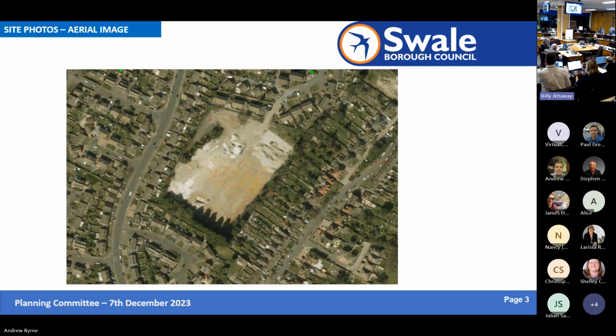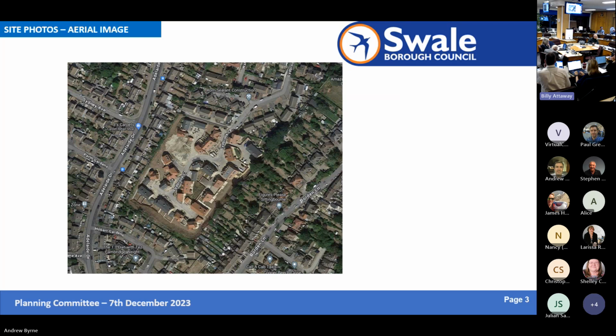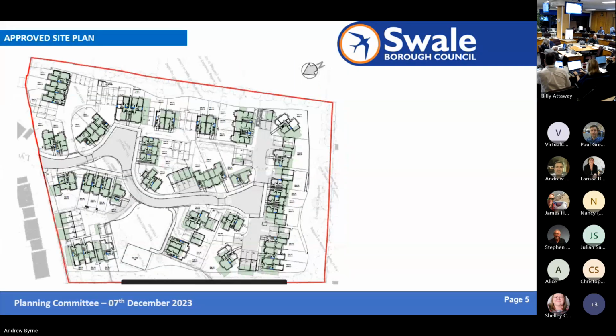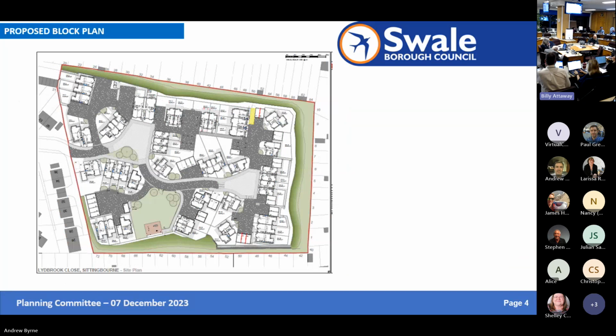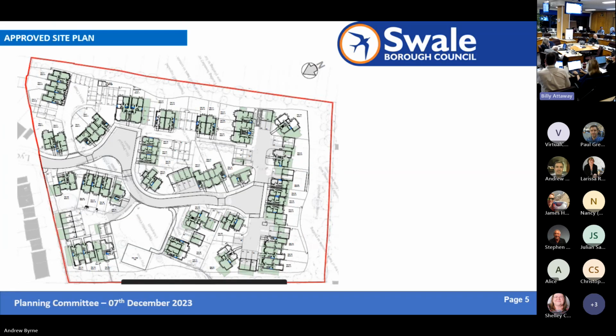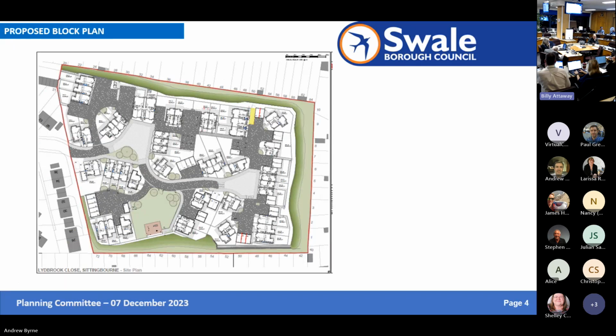So this aerial photo is the site as it was as a haulage yard. And this aerial photo is as it currently is at the moment with the housing development that's taken place. This is the site plan of the approved scheme. And this is the site plan as proposed, and to all intents and purposes, bar a couple of very minor changes, the layout is essentially the same.